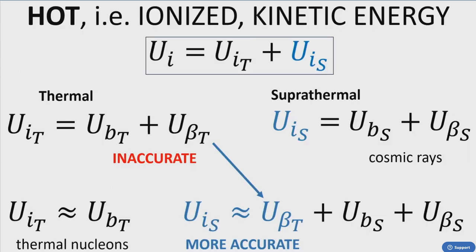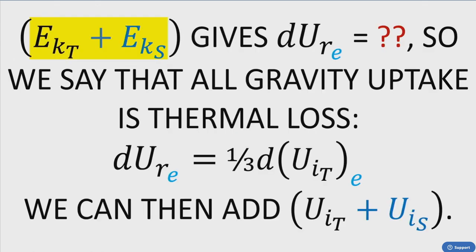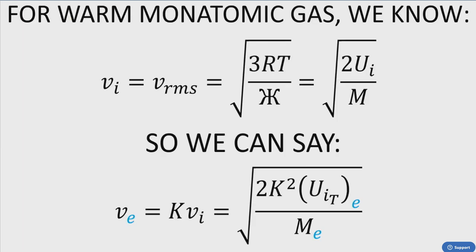So we have two kinds of kinetic energy in the intergalactic medium. We have thermal and superthermal kinetic energies. My position here is that these thermal free electrons actually behave superthermally, and they belong on the right side of that equation at the top there. In fact, I think they're most of that energy. So we have to make an approximation here. We're going to say that all gravity uptake arises from thermal loss. That way, the adiabatic sphere does not change its size, and we can add the superthermal energy into the adiabatic sphere and keep it constant.